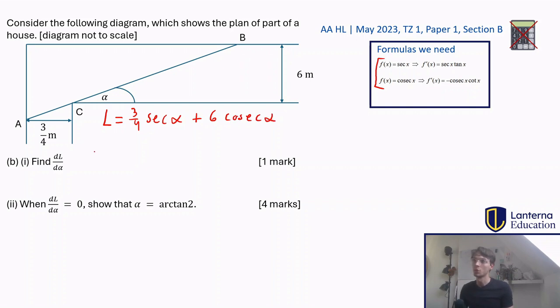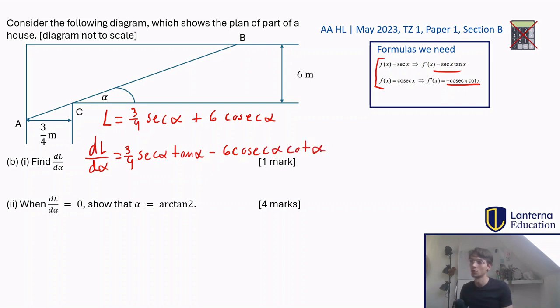Okay, differentiating that, we just use our rules. So dL d alpha, that must then be 3 over 4. What is sec differentiated? Then we take a look here. That would just be sec alpha tan alpha plus 6, and cosec differentiated. Aha, okay, so that'll be a negative. Maybe actually let's just turn this into a negative then. So negative 6 cosec alpha cotangent alpha. Cotangent is just 1 over tangent, right? Okay, now we need to show that when this is equal to 0, alpha equals arctan 2.